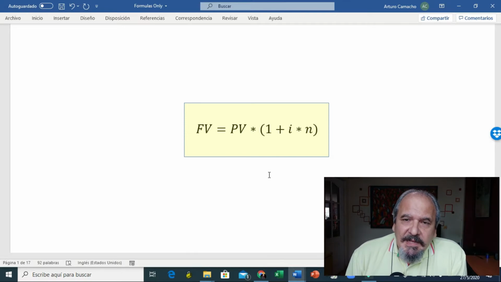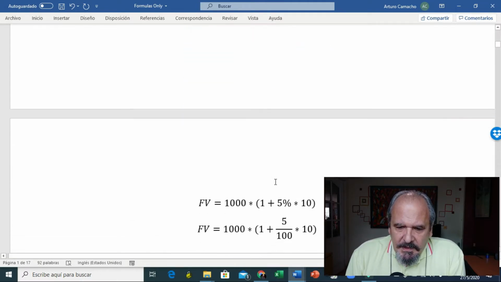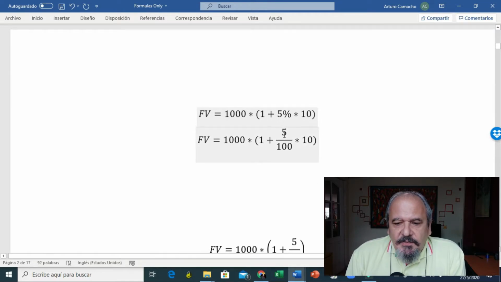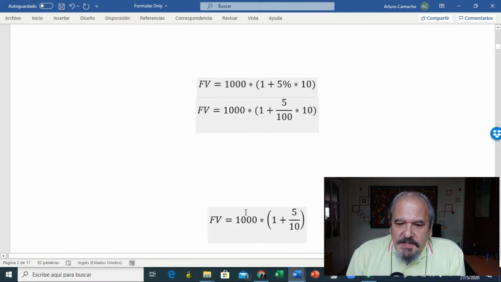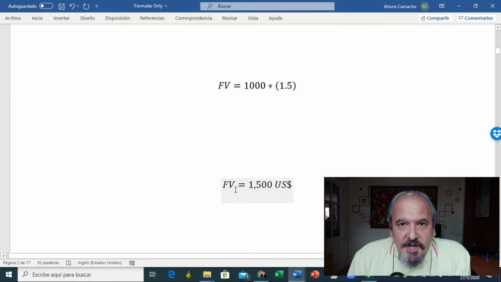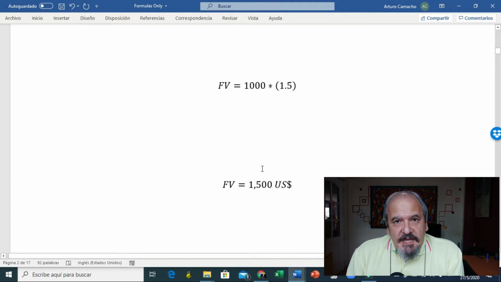So let's see an example. If we have an investment of $1,000 at 5% a year for 10 years, this is how we calculate it. We have this $1,000 times 1 plus 5% times 10 years, which is the same as 1 plus 5 over 100 times 10, which is the same as 1 plus 5 over 10, which is 1.5. So we have to multiply 1,000 by 1.5, so our future value is $1,500. At the end of year 10, we would have $1,500 at simple interest rate.